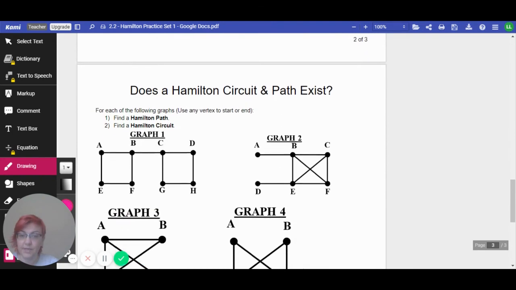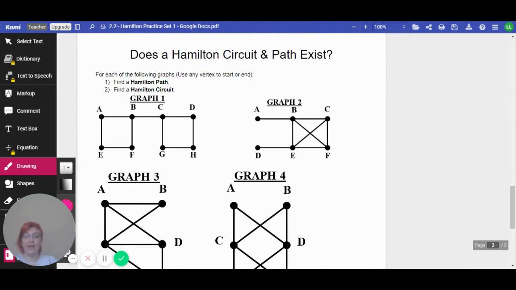Okay. Does a Hamilton circuit or path exist? So for each of these, we're going to see if we can find a Hamilton path and a Hamilton circuit. All right, let's take a look at this one. I can easily find a Hamilton path. However, if you look, there's no way for me to get back to G. So there's a Hamilton path here, but not a Hamilton circuit.